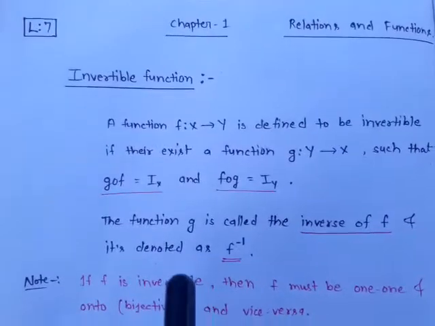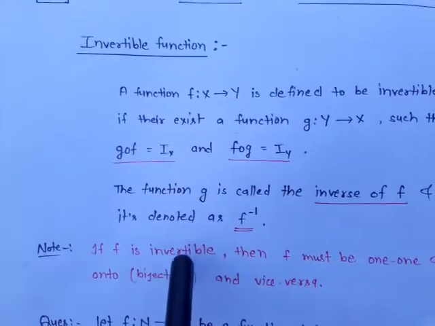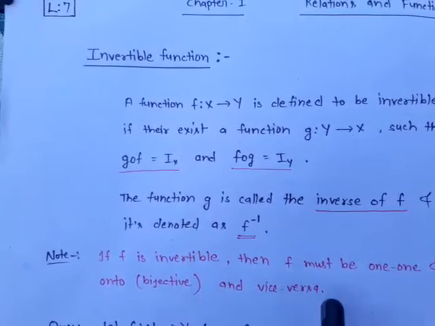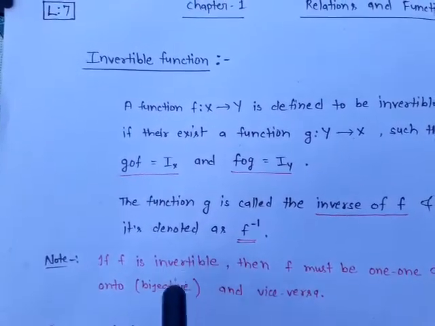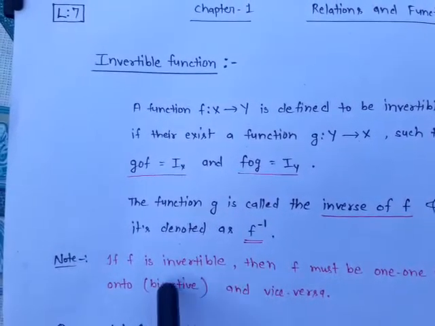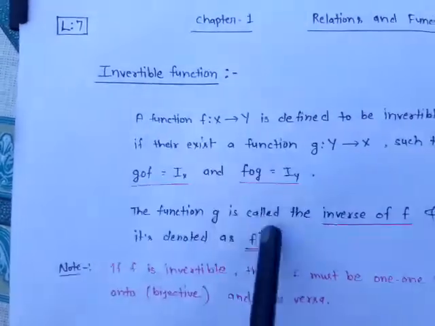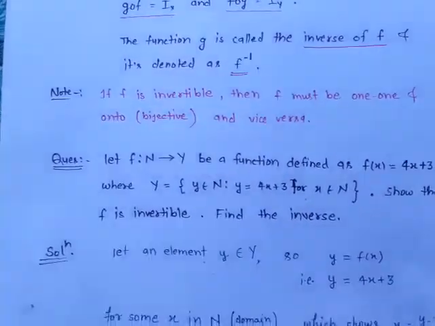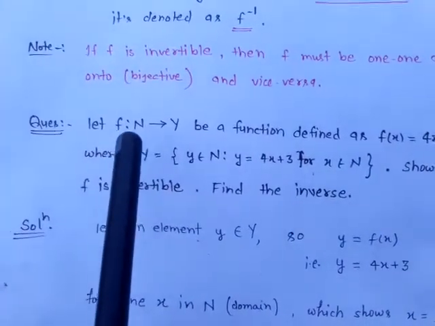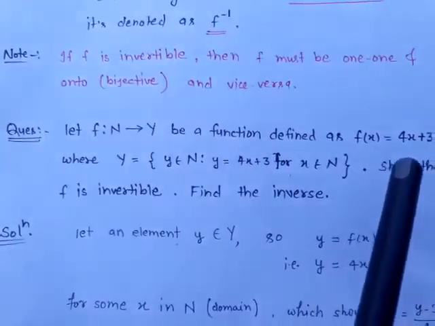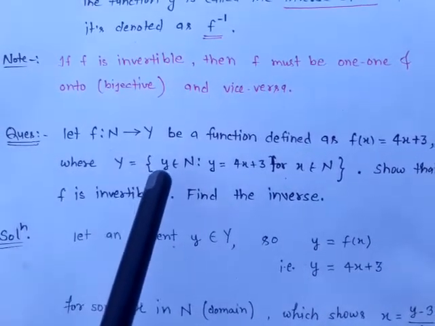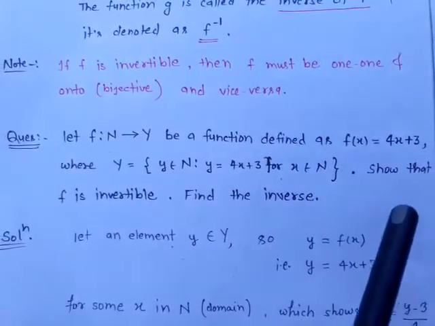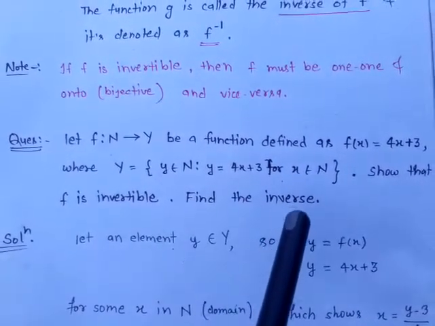One note related to invertible functions: if f is invertible then f must be one-one and onto, that is bijective, and vice versa. That is, if f is invertible then it is bijective, and if f is bijective then it is invertible. On the basis of this definition we can solve one question. Let f from N to Y be a function defined as f(x) equal to 4x plus 3, where capital Y is equal to y such that y is equal to 4x plus 3 for x belongs to N. Show that f is invertible, and find the inverse.